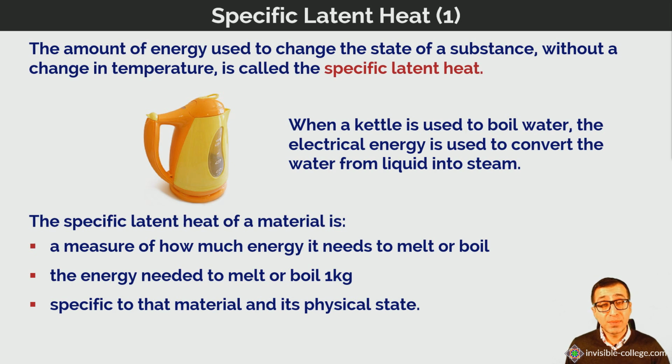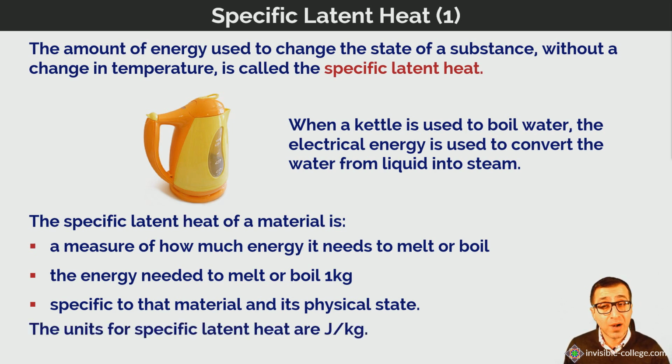Now, in this case, we're simply measuring the amount of energy to change the state of 1 kilogram of material at a constant temperature. So unlike the previous units, you don't need units of temperature. The units of specific latent heat are simply joules per kilogram. How many joules does it take to change the physical state of that material from, for example, solid to liquid if you have 1 kilogram of that material?